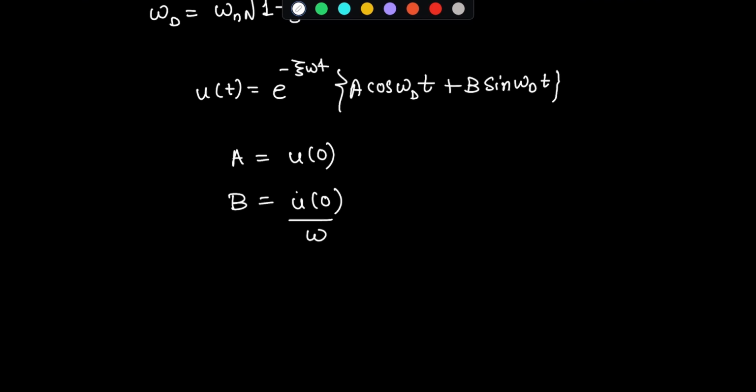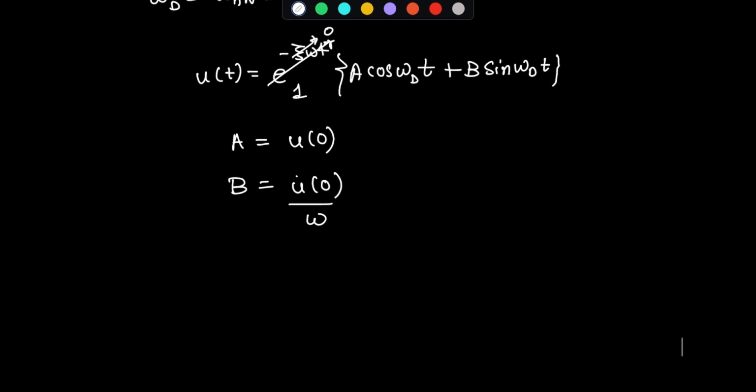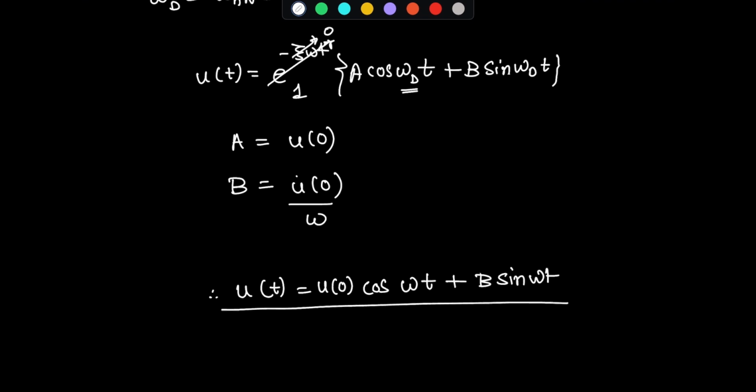And here again I'll put zeta equal to 0 and I'll have this whole e term equal to 1. Anything raised to 0 is 1. Hence we have u of t equal to u naught cos omega t. As we won't have omega d, we'll only have the natural frequency, plus B sin omega t, which is precisely the equation of response for a free undamped system.